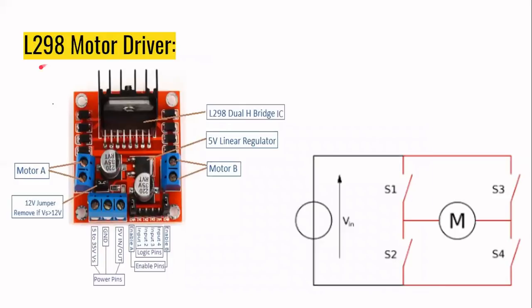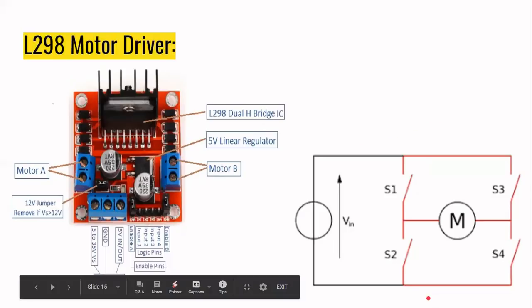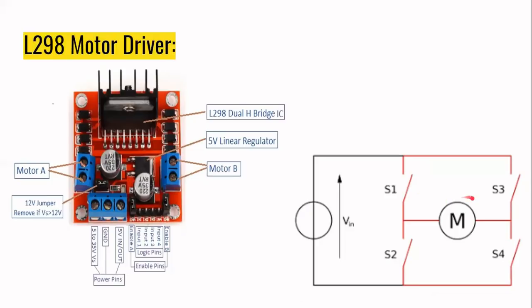So we are using this L298 motor driver. So it is a dual H bridge IC. So what is this H bridge? So here we can see a configuration. This is known as H bridge. So it is a mechanism which is used to control the direction of the motor.